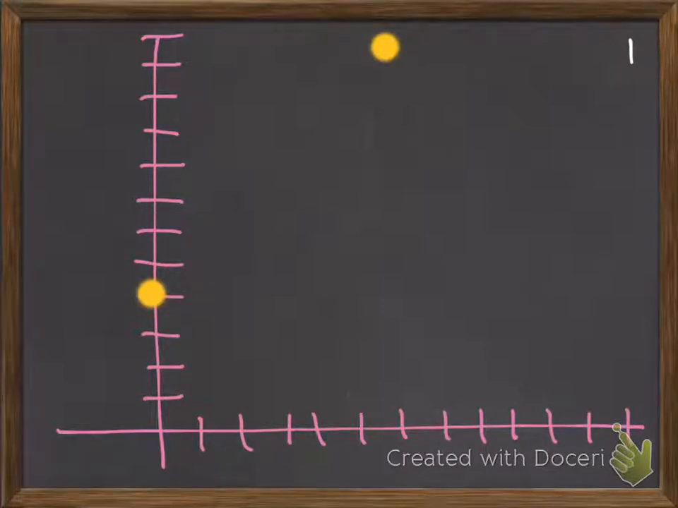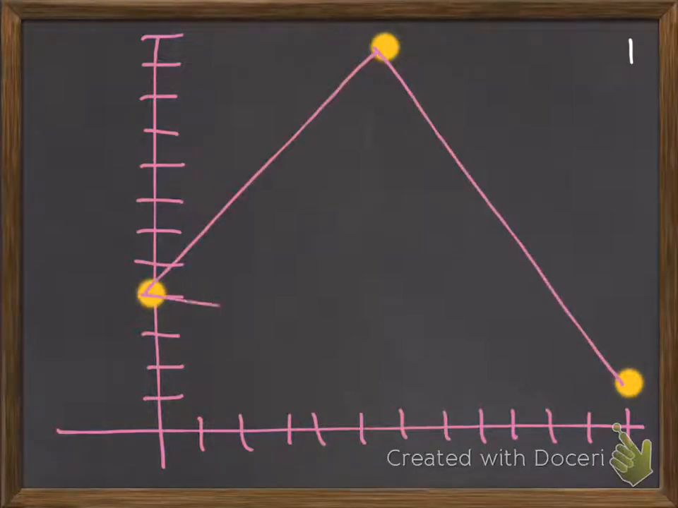And then we have 12, 1. And those are our 3 points. And to find our centroid, the first thing we're going to do is find the midpoint of one of the medians. So I would go from the top median here straight down.